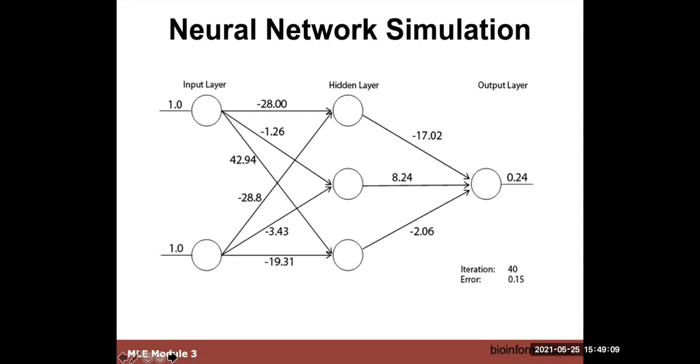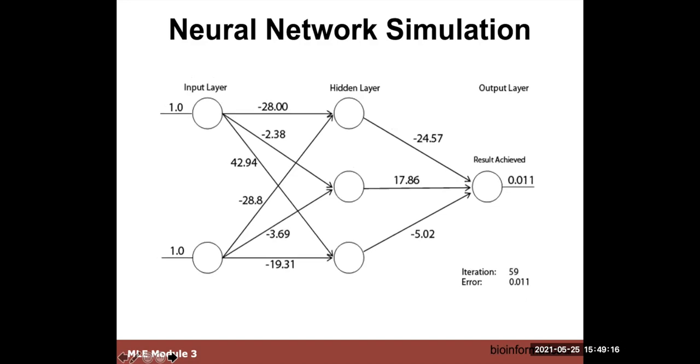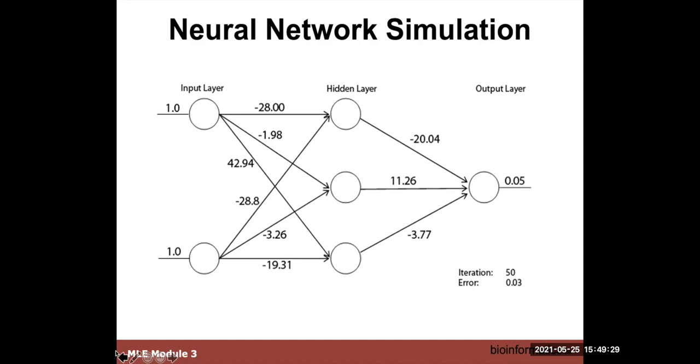We're going through various iterations, and now we're at iteration 40. The error is getting smaller. And finally, the error sort of converges, and we've got an error of 0.11. So this particular neural network converged after 59 iterations. But you can see from this that there are changes.